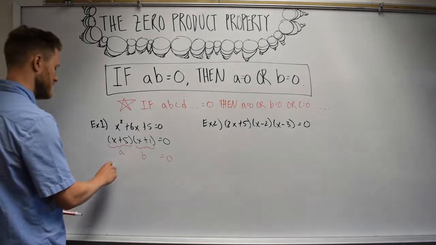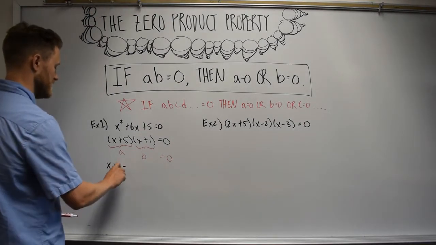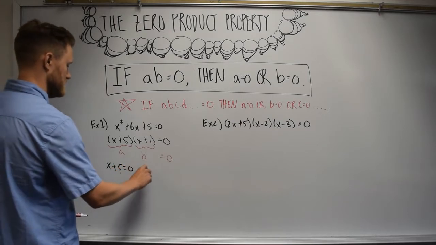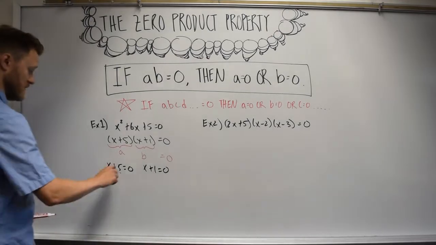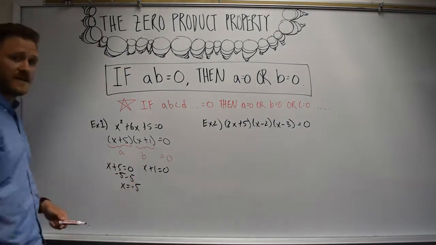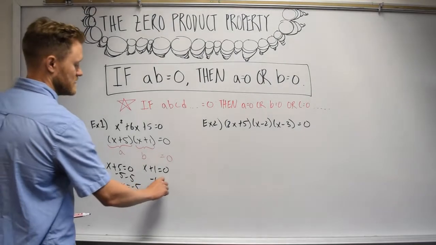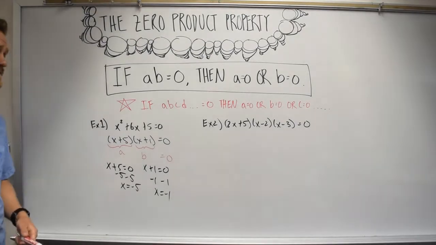So in the upcoming videos, we will get to this point and we will always set each binomial equal to 0. And that will give us our two solutions. So if I subtract 5 from both sides on this one, I get negative 5 as a solution. And if I subtract 1 from both sides on this one, I get that negative 1 is a solution.